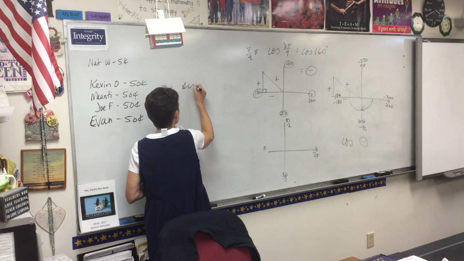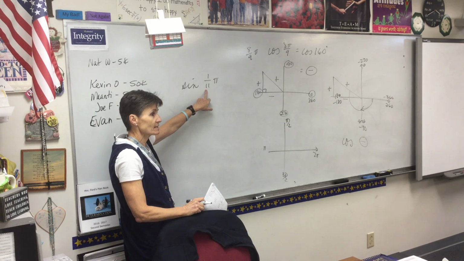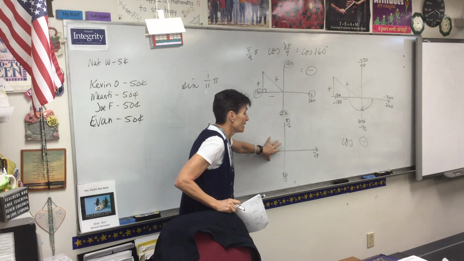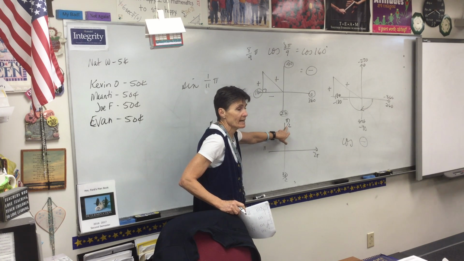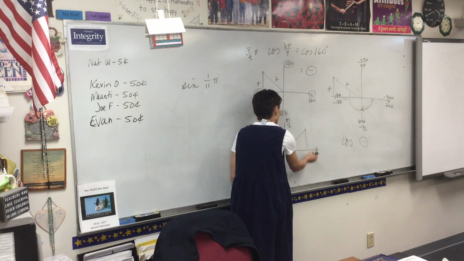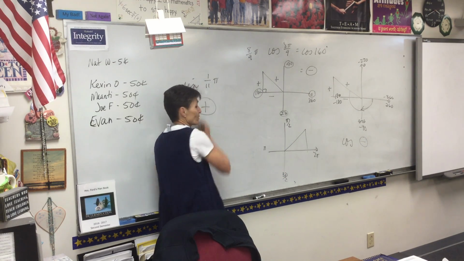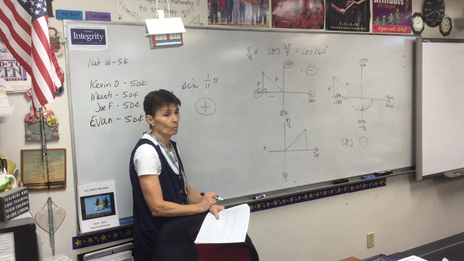The sine of 1/11th pi. Is it okay if I write it that way? That's the same thing. Now, is 1/11th more than a half or less than a half? Less than a half. So wouldn't it be in quadrant 1? And in quadrant 1, I don't even really need to draw my picture. In quadrant 1, everything is positive. There aren't any negatives in quadrant 1.